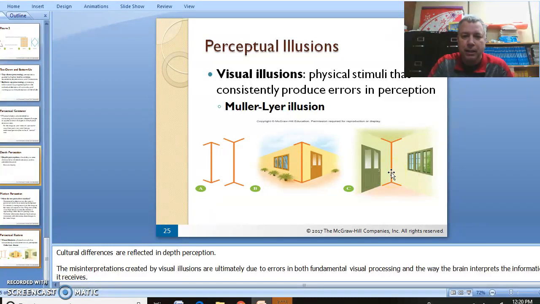I wish there was more to this PowerPoint, because I could go on forever. By the way, this is called a Mueller-Lyer illusion. You can look up the Ames room if you want to, or any kind of illusion that's out there, where our perceptions are wrong. And like I've said, our perceptions are wrong all the time. It's not facts.